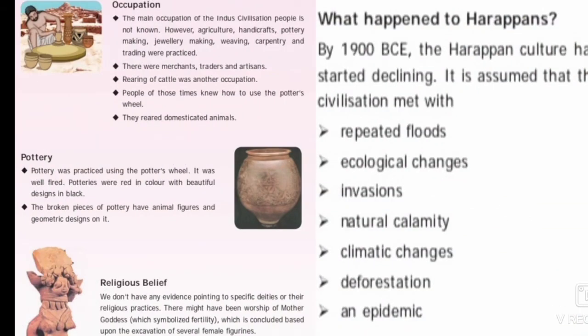Then, the occupation of the Indus people. The main occupation of the Indus people is not known. However, agriculture, handicraft, pottery making, jewelry making, weaving, carpentry, and trading were practiced. They were merchants, traders, and artisans. Rearing of cattle was another occupation. People of those times knew how to use the potter's wheel. They reared domesticated animals also.